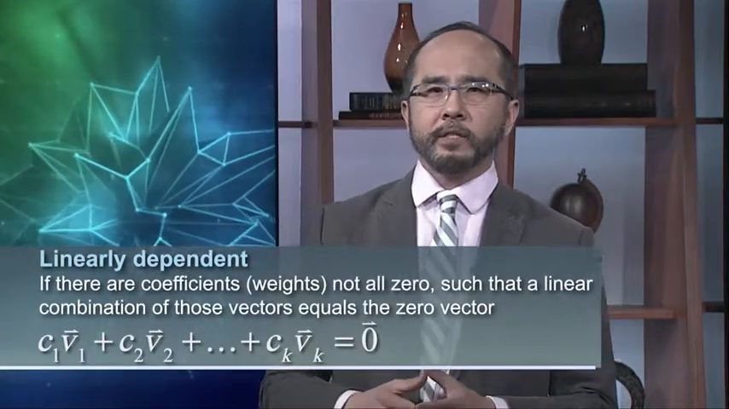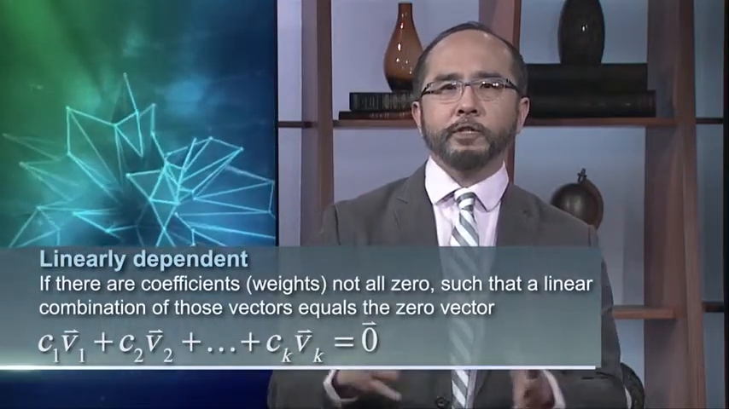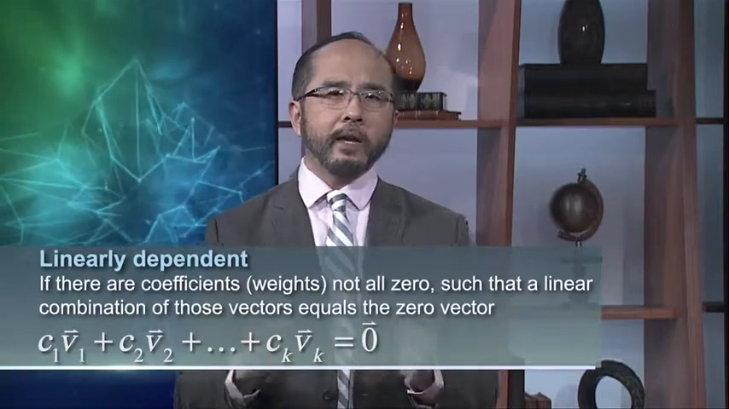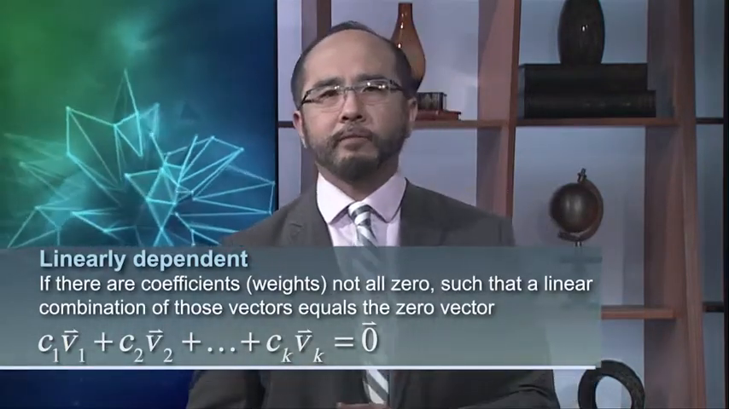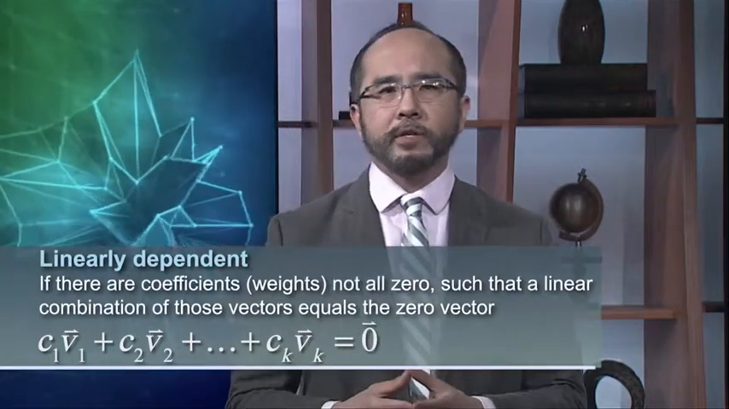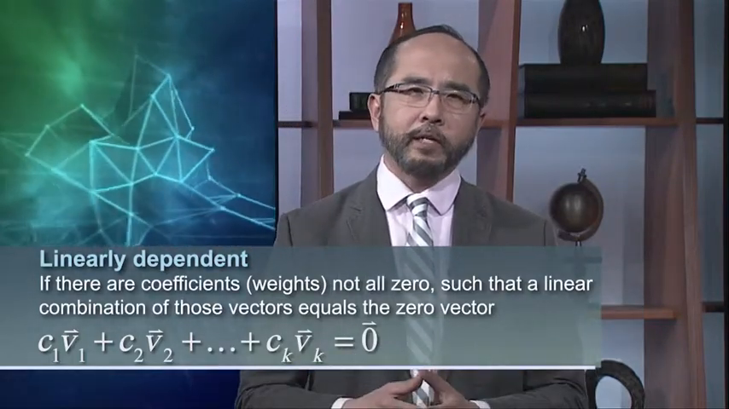This leads us to an important concept that describes when a set of vectors is redundant in that sense. We call it linear dependence. Now, the definition I'm about to make may not seem at first that it's related, but you'll soon see why it is. We're going to say a set of vectors is linearly dependent if there are coefficients, we call them weights, not all 0, such that a linear combination of those vectors equals a 0 vector. Otherwise, we say the set of vectors is linearly independent.